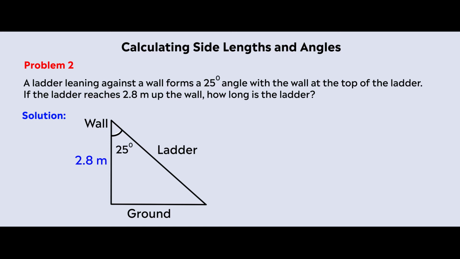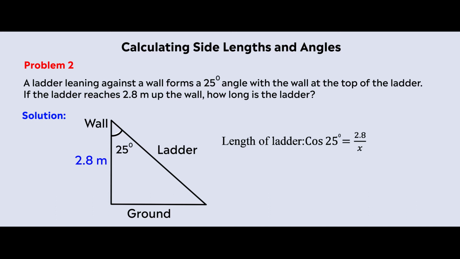So the best ratio to use here would be cos. Since we know the angle and the adjacent side, you can use cos ratio to calculate the length of the ladder. So, our equation would be cos 25 equals to 2.8 over x.